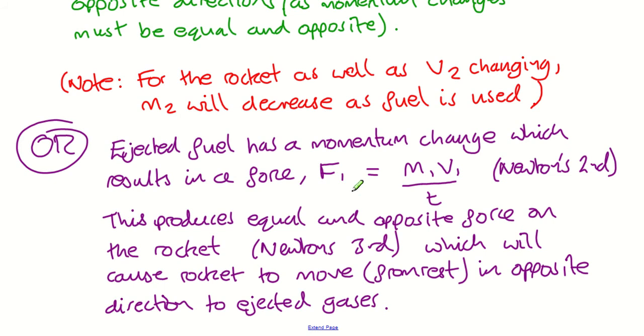You can just talk about forces instead. There's a momentum change for the fuel, and that produces a force. So F1 multiplied by T, for the time the motor's running, gives you this momentum change for the fuel, which produces a force. Newton's second law, that's F equals ma, except I've got V over T instead of A. So that force produces an equal and opposite force, Newton's third law. So Newton's second law there, Newton's third law there, and that force makes the rocket move, if you like, from rest in the opposite direction.